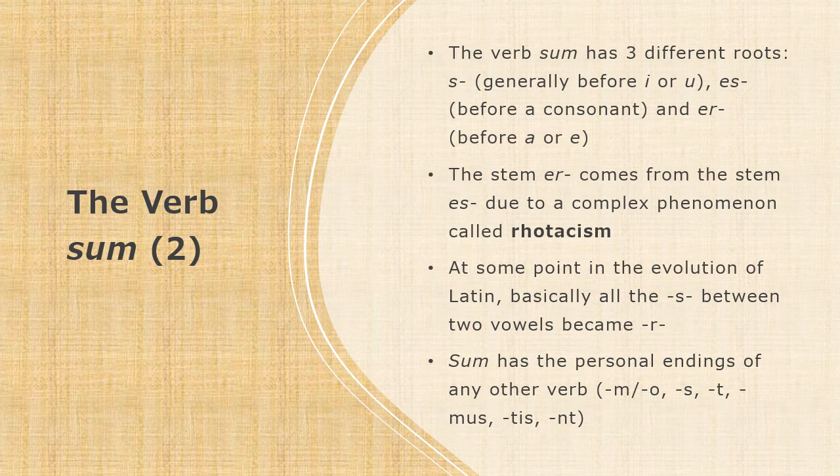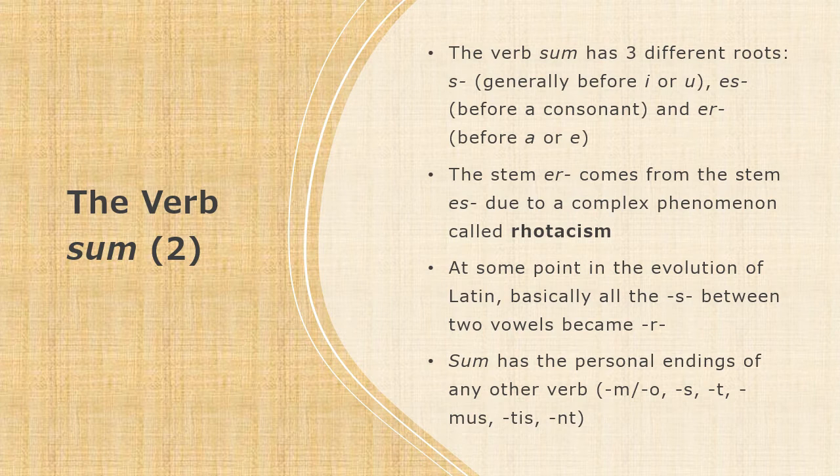So let us see the Latin roots of the verb sum. The verb sum in Latin has three roots: es, which is generally found before i and u, s, which is found before a consonant, and er, which is found before a or e.